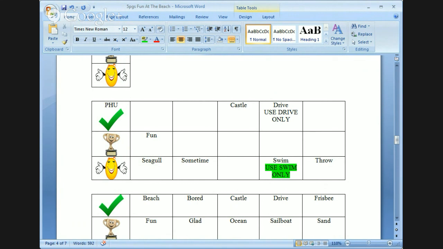So yesterday I had a very good time playing with my friend at the beach. Okay, if the words are still there, you need to use all of the words and use the tense that is given this time. Use swim, use drive, not drove and not swam. Okay? Continue. You need to use fun, seagull, sometime, throw, castle, drive, and swim.